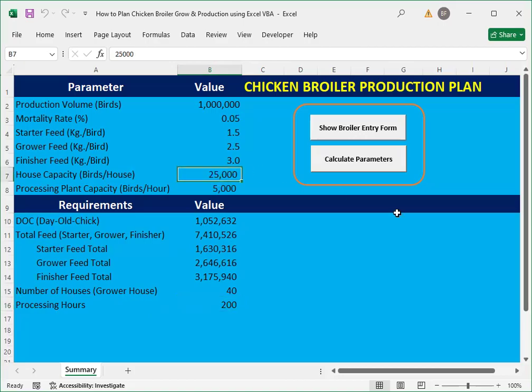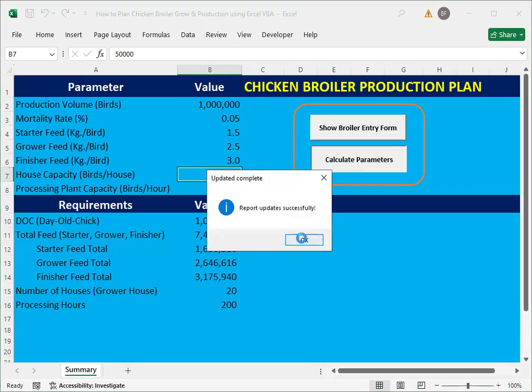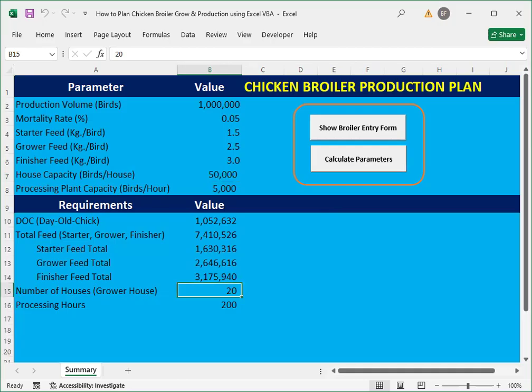Let's say we have bigger houses. Let's say the capacity would be double, 50,000, right? 50,000 birds that will fit per house. Calculate that. Okay. What happens? We only need 20 houses. So that is also a big cut in terms of, especially if it is company-owned houses, a big cut of the houses. Because if we only have 20 houses, then that would be good to plan 1 million per cycle.